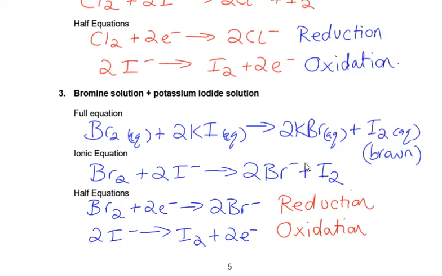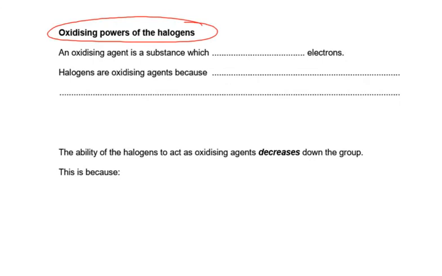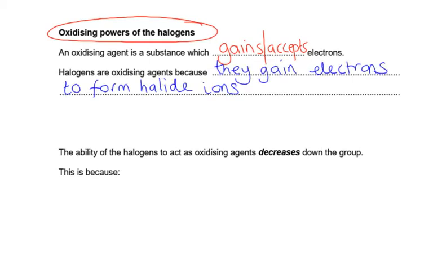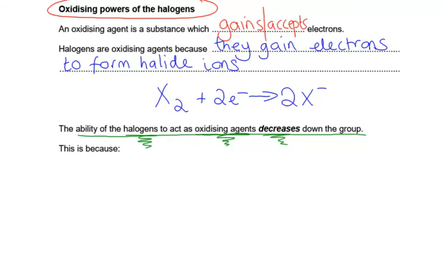So it's the oxidising power of the halogens, okay, so Cl2, Br2, I2, etc., as their molecules. An oxidising agent is something that gains or accepts electrons, and the halogens themselves are oxidising agents because they can gain electrons to form halide ions, so the negative ions. And you've written these electron-gaining equations, your half equations, previously, where the halogen gains electrons to become the halide ion. So the ability of the halogens, and it is important we talk about the halogens, your Cl2, your Br2, to act as oxidising agents decreases down the group.